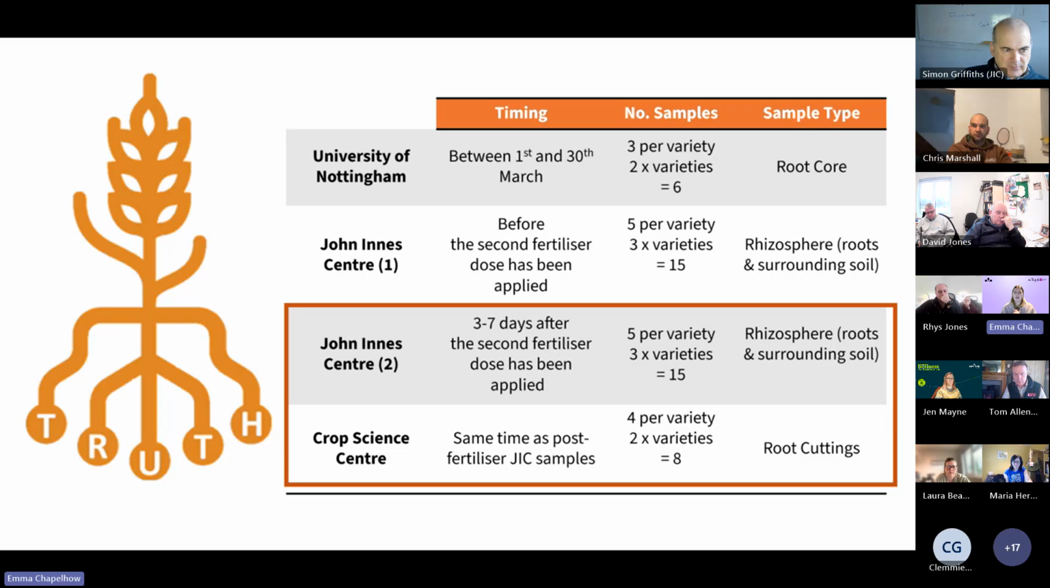You're doing that twice. And then finally, the Crop Science Centre, which can be done at the same time as your second John Innes Centre protocol, the same time as the post-fertiliser samples. And you're doing 4 per variety, 2 varieties, so you're getting 8 samples. And here we're looking for that root cutting. I hope that makes sense. You will also get this all sent to you in your pack. So as I said at the beginning, don't worry, you don't have to remember all of this.